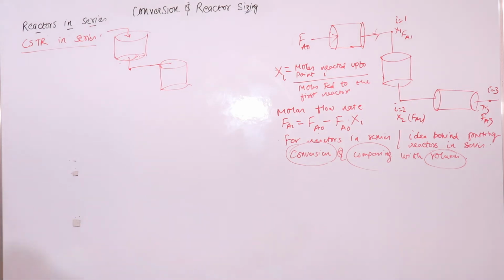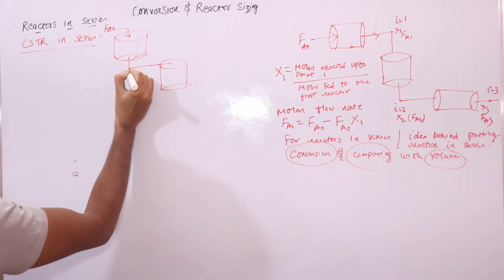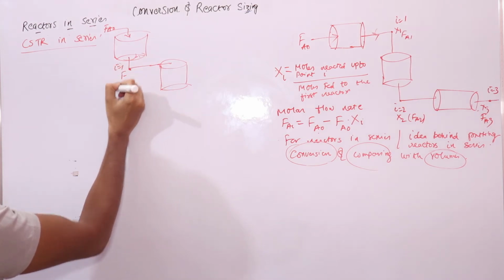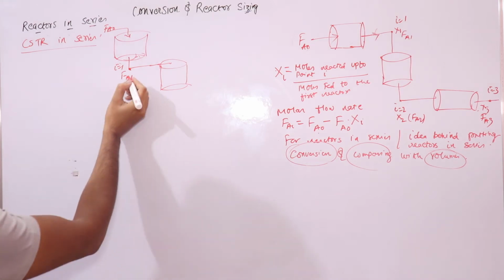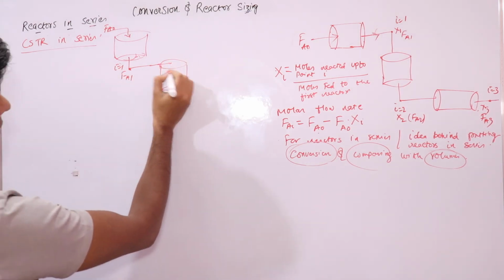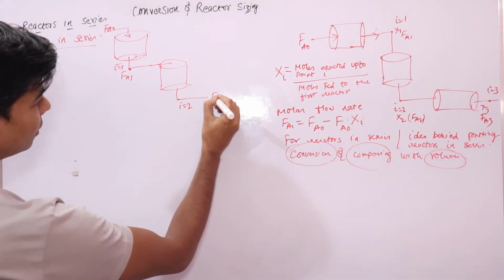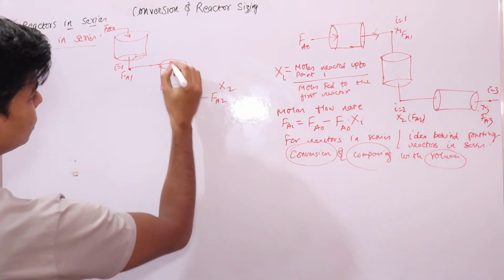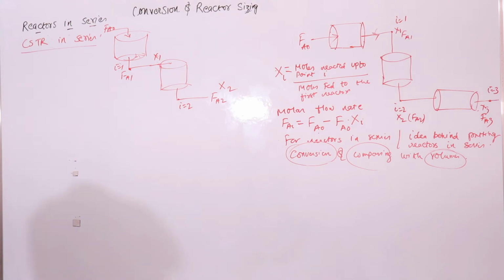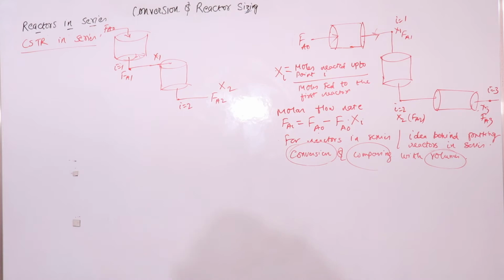Then let FA0 be the initial feed for the first reactor. Then at point i equals 1, it would be FA1, right, molar flow out, and this would be fed for this reactor, and what is coming out of this reactor at i equals 2 would be FA2, right. So we will be finding conversion X2 and X1, right. What is the conversion achieved at point X2, and we'll relate it with these volumes.